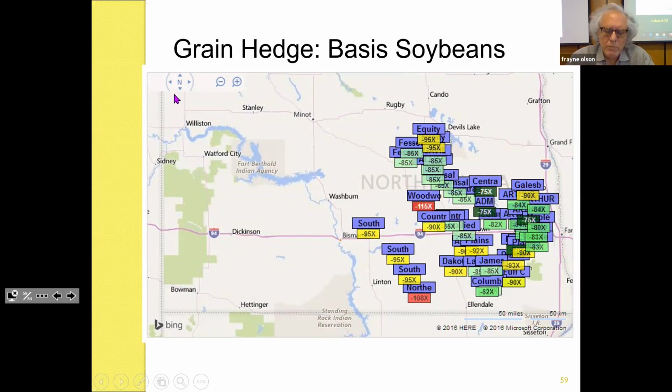Another click of a button, and you can plot it out. You can plot it out by historical averages, or by competing elevators. You can take it a step further and plug in your trucking costs and find out where your optimal selling strategy is. So that's how quickly this has changed. Of course, many companies are now using this, and their source of data is this company, Grain Hedge.